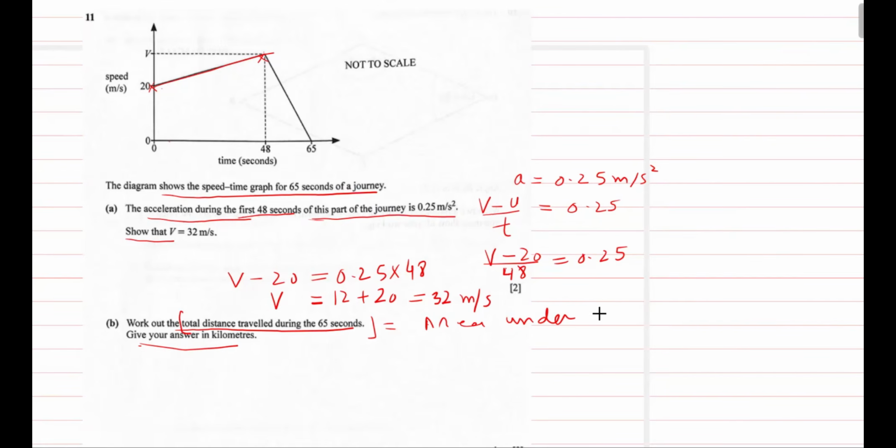Area under this graph, there are two intervals, one for 0 to 48 seconds. The area of this region, look here, this is the trapezium. Firstly, we calculate the area of the trapezium, then we will calculate the area of the triangle. Area of trapezium is 1 over 2 (a plus b) into h, plus area of triangle is 1 over 2 base into height.